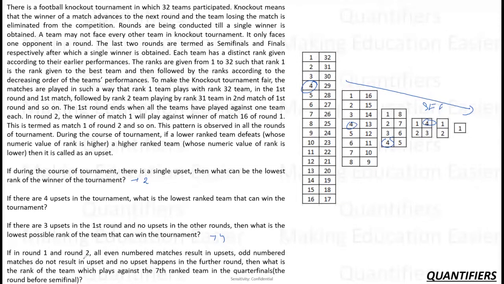Next, in round 1 and round 2 all the even number matches resulted in upset, okay. And the odd number did not result in upset, so odd went fine, okay. Then what is the rank of the team which plays against the 7th ranked team in the quarterfinals? In the quarterfinal, now this is final, semi-final, this is quarterfinal, 7 के against we have to play 2. Now what is the easiest way to do these questions? So just backtrack. 2 used to play 15 here and 2 used to play 31 here. Since it is an even number match, it resulted in an upset. So 31 must have come here.